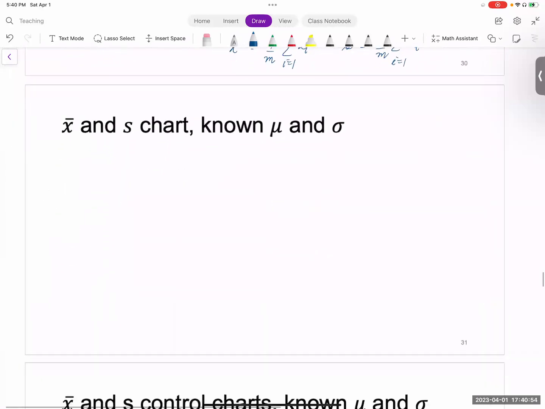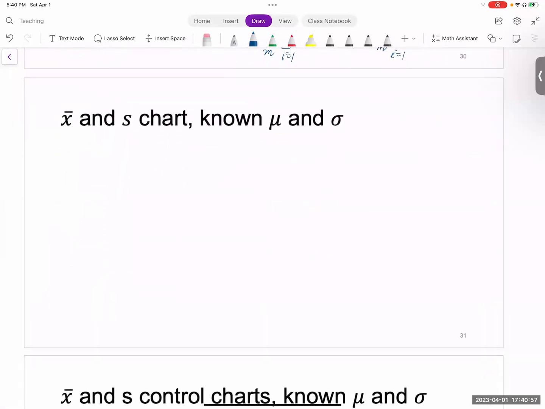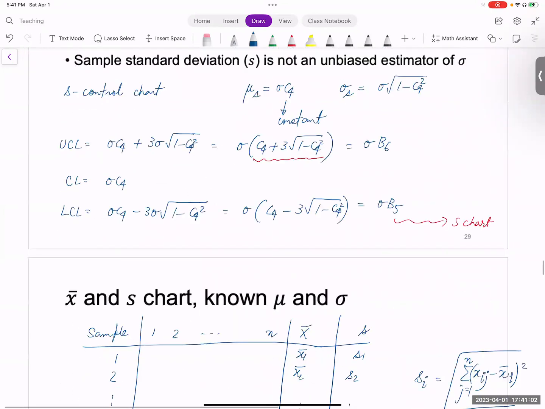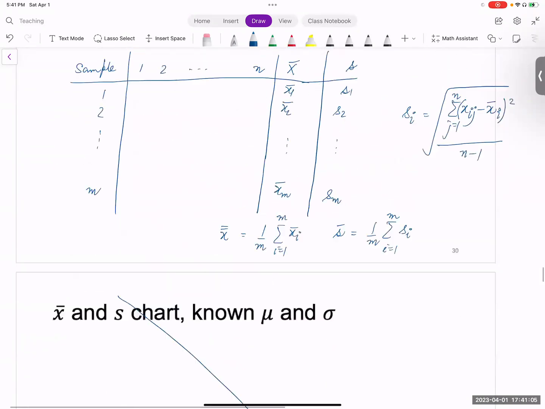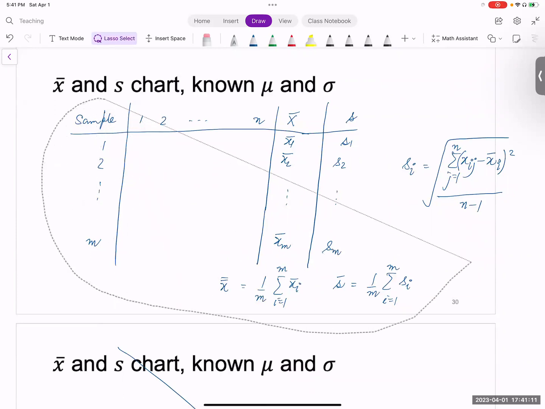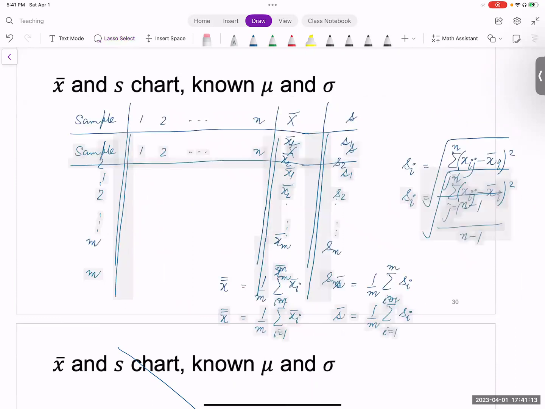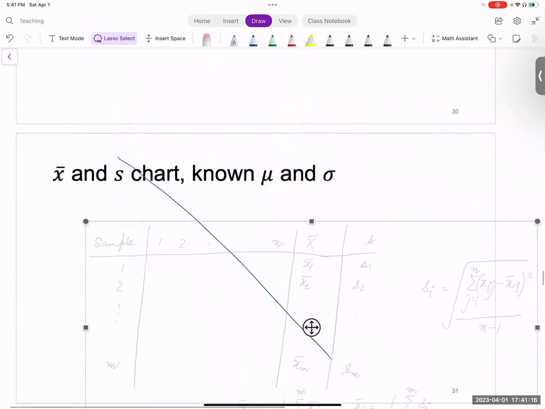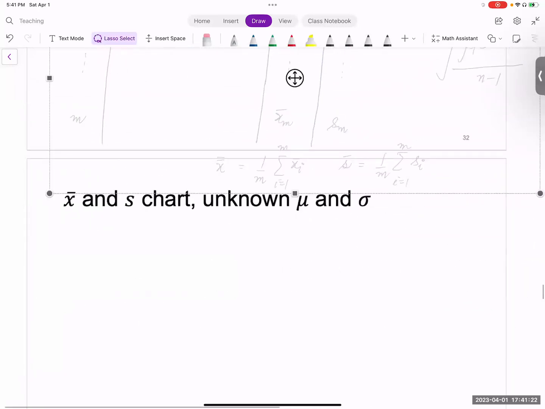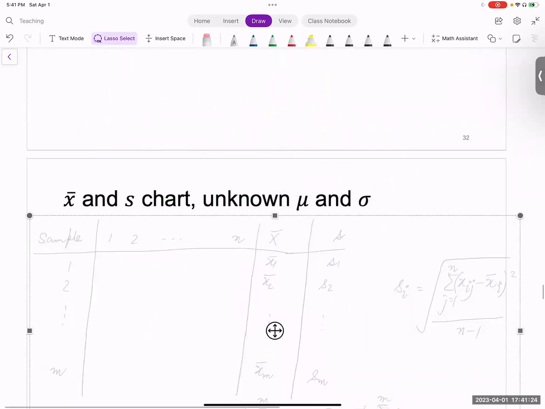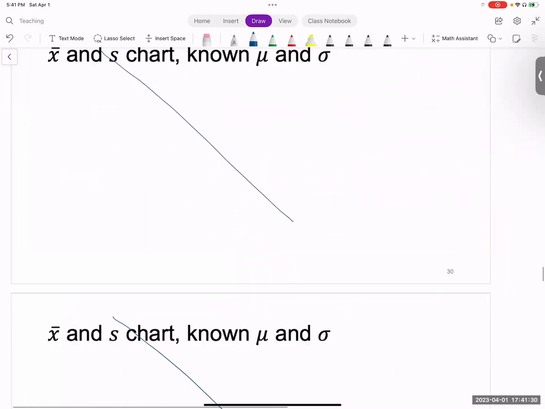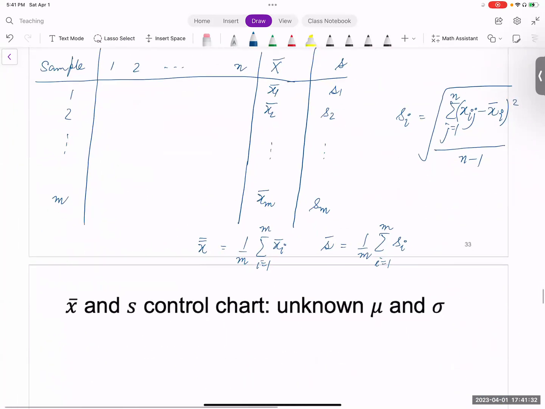Let's look at the X bar and S control chart, assuming that mean and standard deviation are unknown. There are some redundant slides, so I'm going to take this off. Actually, this should go into unknown mu and sigma, so I'm going to move it to a subsequent slide. Yeah, this would go right here. And then these are some redundant slides, so I'm going to cancel them out. All right, perfect. So now we have an estimate of x double bar and S bar.